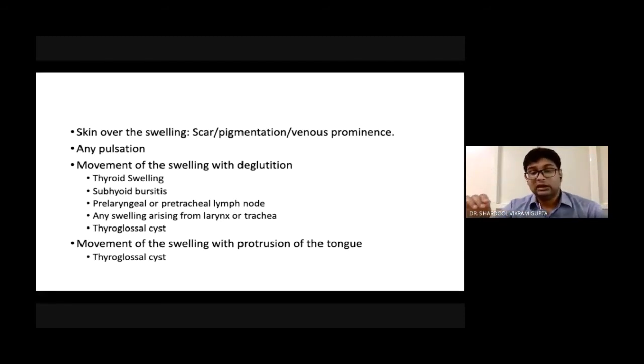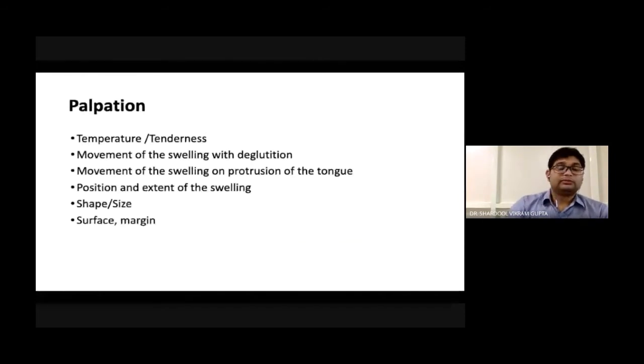deglutition, then the next question the examiner will ask is, what are the other swellings that move with deglutition? Then you have to enumerate these differential diagnoses. And if it is a thyroglossal cyst, then it will move with protrusion of the tongue. Then you will proceed to palpation. You will look for temperature and tenderness, and you will confirm the movement of the swelling with deglutition by holding the swelling, and with protrusion of the tongue.